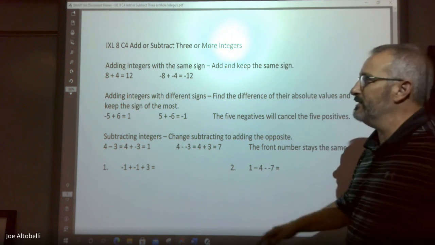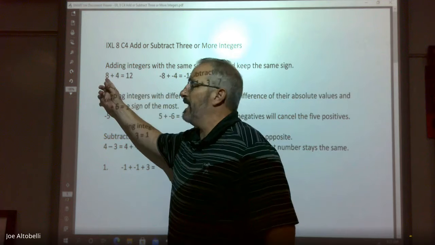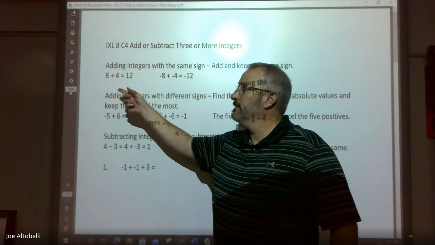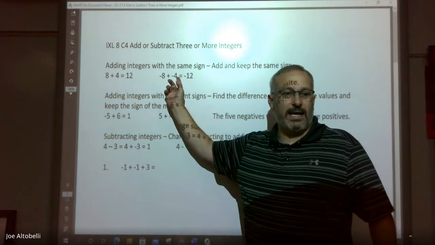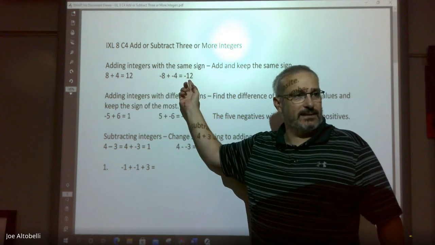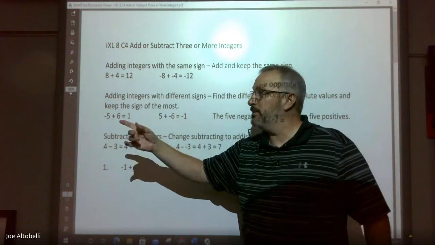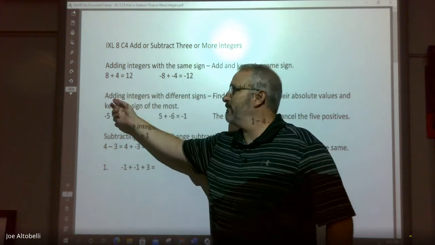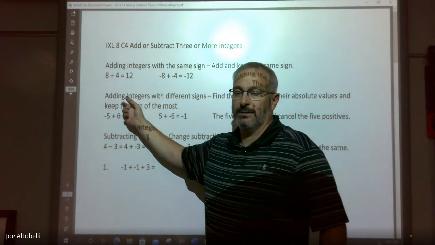Now, adding integers. If the signs are the same, we're going to add them. It's easy. Signs are the same, we're going to add them. Easy. Here's where people make their mistakes, is in this part here. Adding integers with different signs.